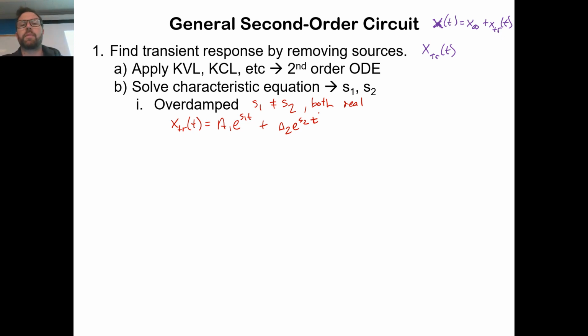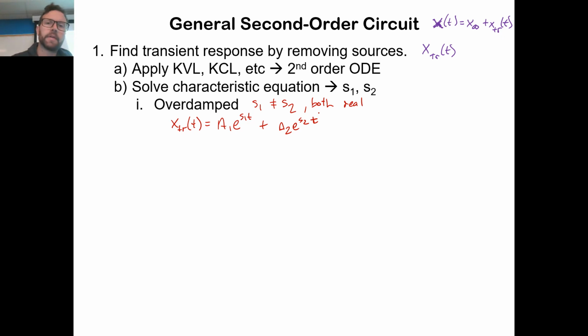The poles of the system, as they're sometimes referred to, or another way to say it, the roots of the characteristic equation, S1 and S2, you can't find by the same alpha and beta values that we were using before.